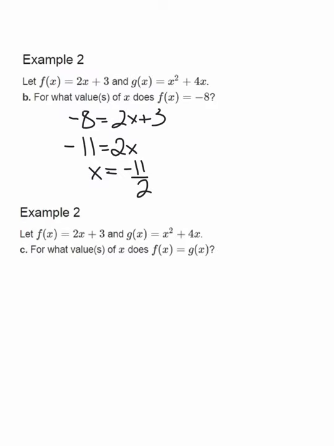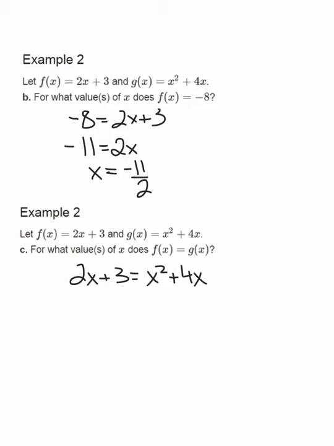All right, our third example. We're going to let f of x equal the same thing, 2x plus 3, and g of x is x squared plus 4x. And it's asking, for what values of x does f of x equal g of x? Because we want to find the point of intersection between f of x and g of x, we are going to make them equal to each other. Now remember, when you make two functions equal to each other, you're basically looking for the point of intersection.